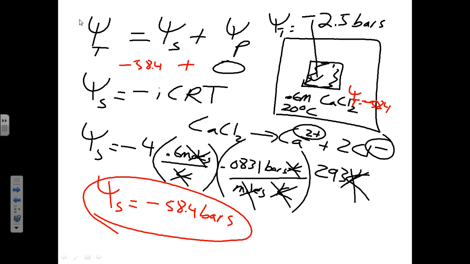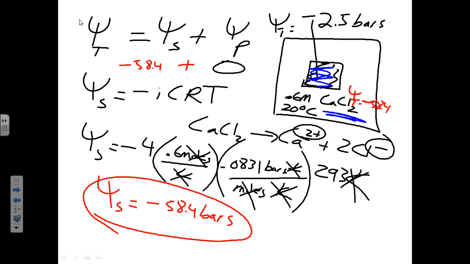Let's say that the -2.5 was out here, and the -58.4 was in there. What would we call what happens to the cell if it's a cell with a wall? It'd build up turgor pressure. It'd get stiff, turgid. And on the other hand, if it was a cell without a wall, what would happen? It would burst, it would lyse.